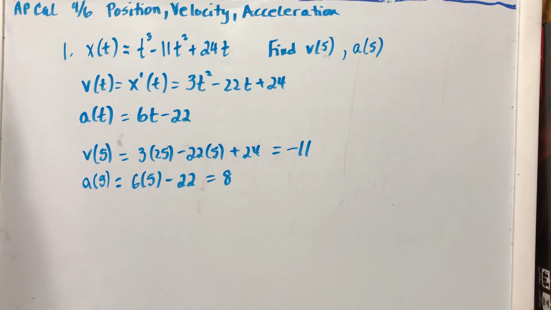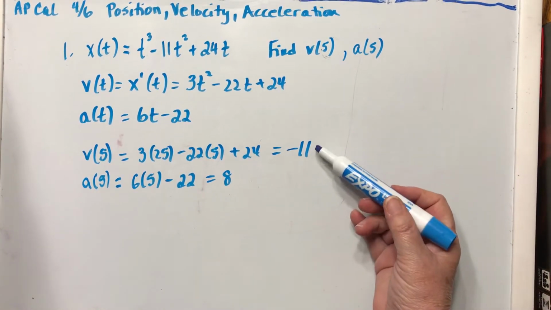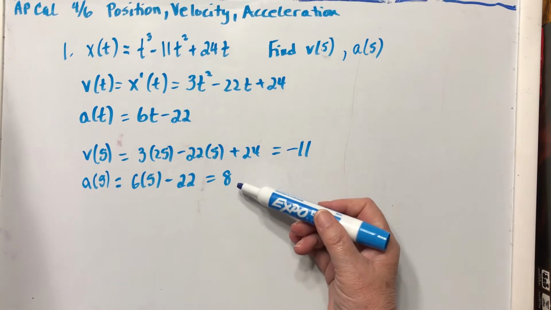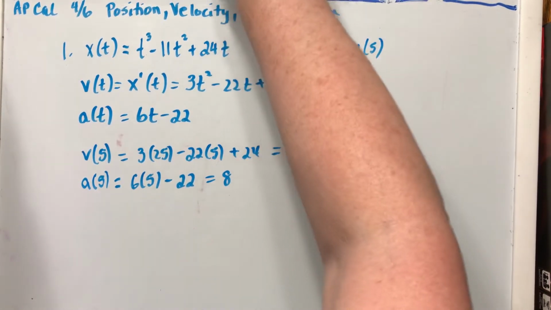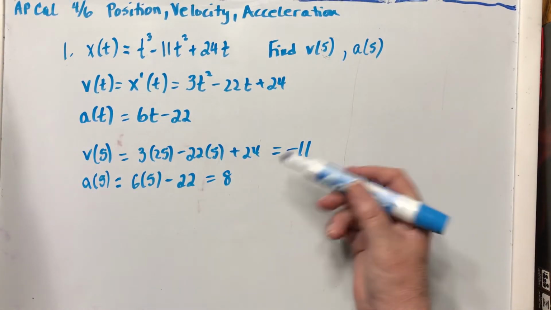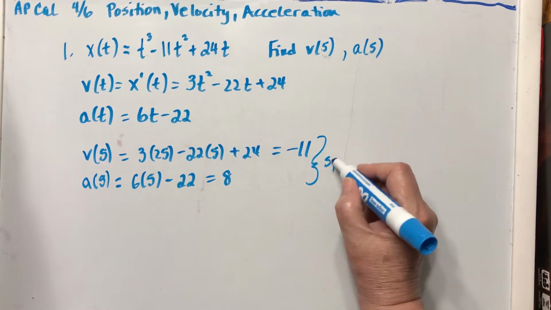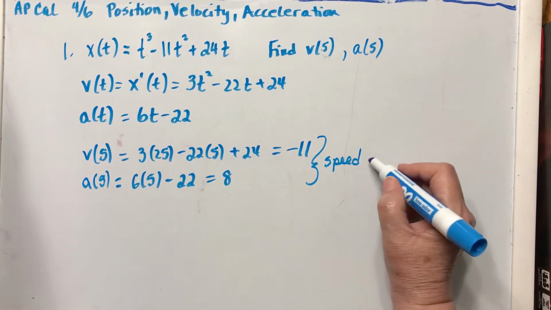All right. So even though they didn't ask it, notice that our velocity is negative, our acceleration is positive. So that means, remember, when the velocity and acceleration have opposite signs, the speed is decreasing. They love to ask that question.